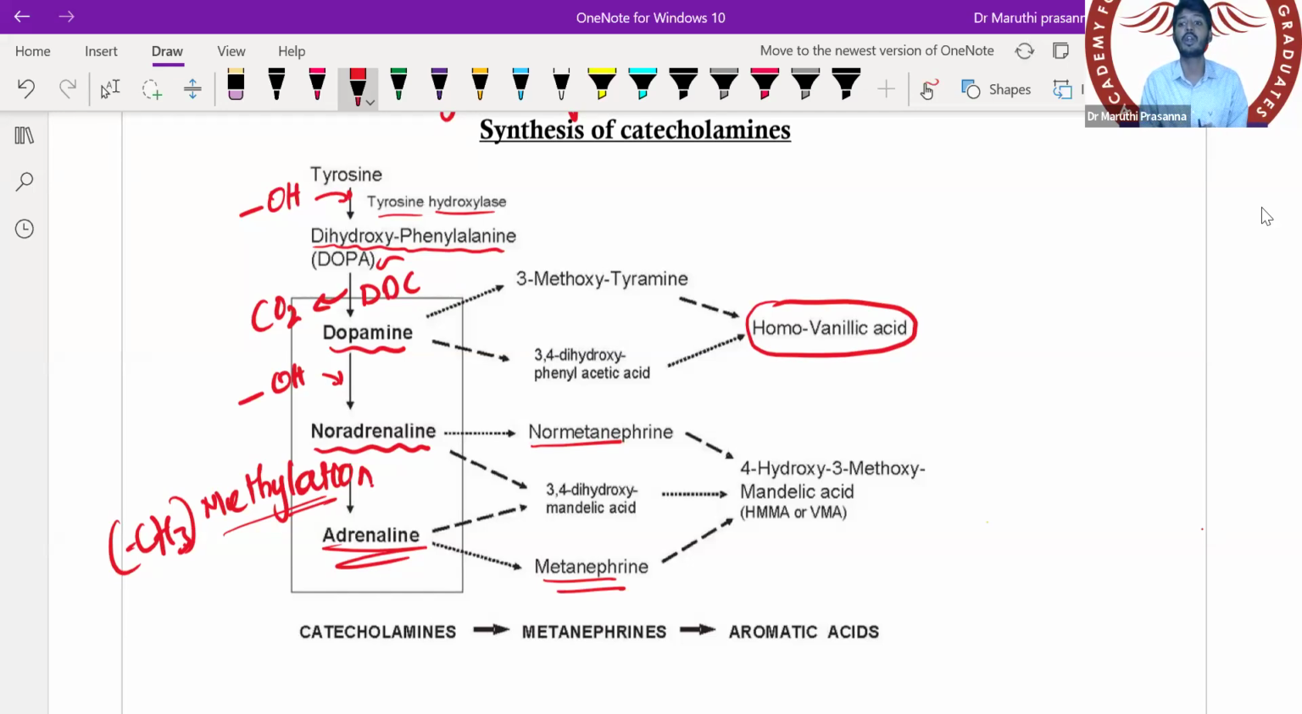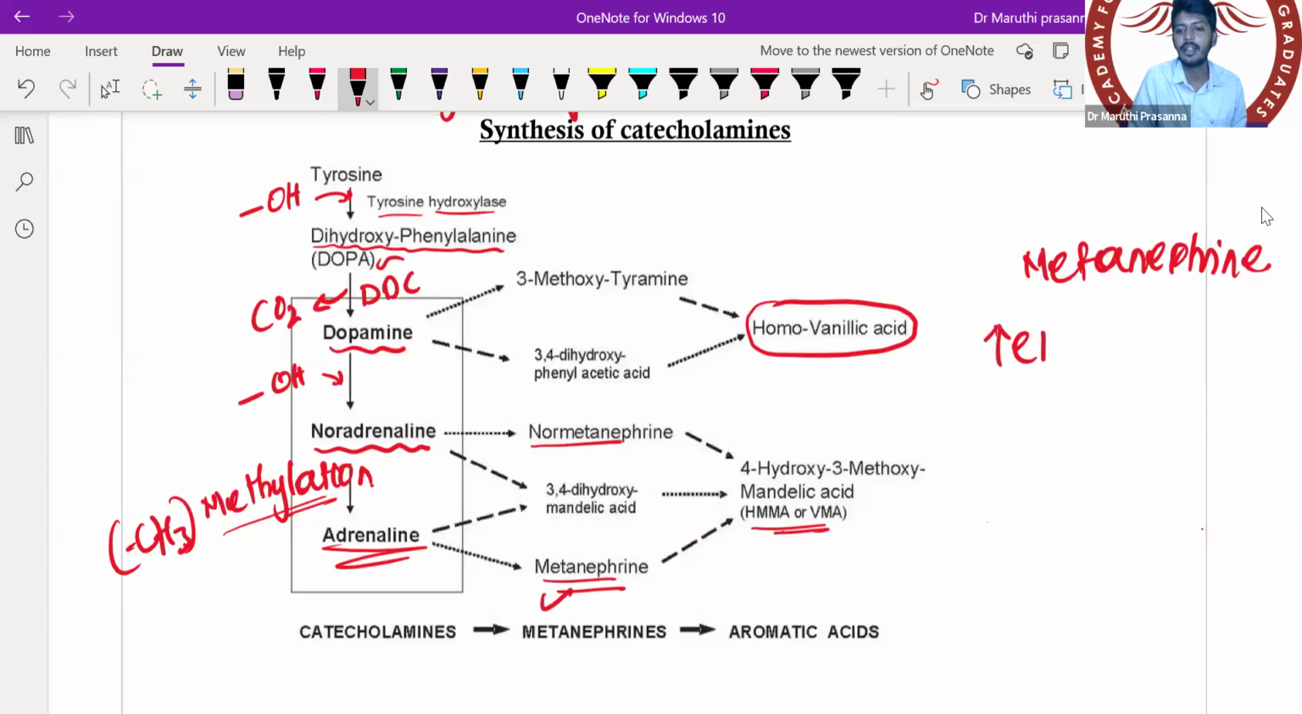They are formed, they do their function, and after doing their function, what will happen? They undergo breakdown. Once they break down, it will give rise to metanephrine and one more called mandelic acid, also called VMA, vanillylmandelic acid. Okay, simple as that. The breakdown products are your metanephrines.